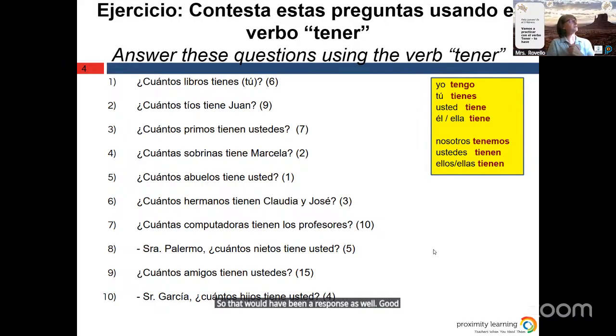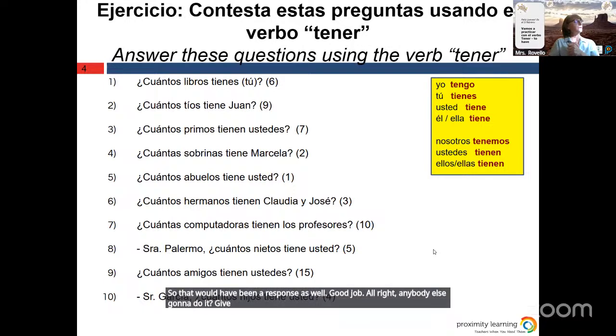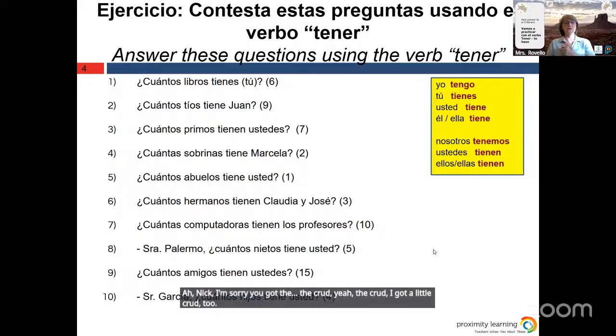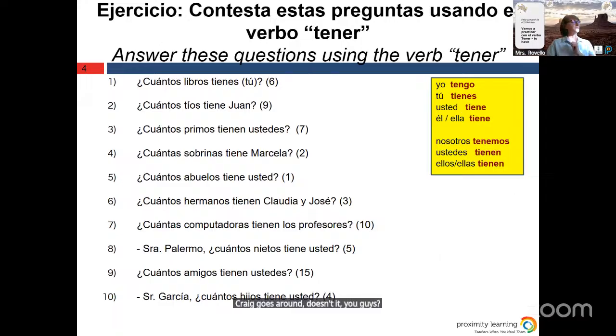All right, anybody else going to do it? Give it a try. Nick, how about you? Okay, very good. That's perfect. Tengo 6 libros. Perfect. Heaven, muy bien. Oh, Nick, I'm sorry you got the crud. Yeah, the crud. I got a little crud too. The crud goes around, doesn't it, you guys? Goes quickly. Let's see. All right, anybody else going to try one? Stacy?